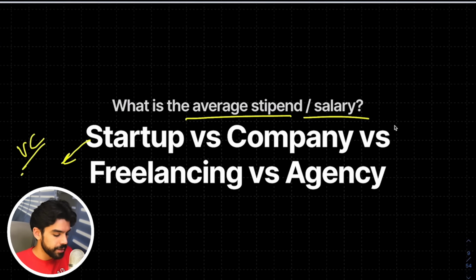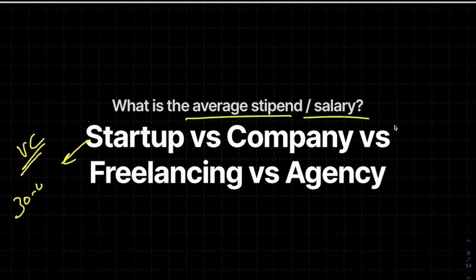Now let's talk about the average stipend and salary in startups. If you are working in a VC-backed startup, the stipends are usually anywhere between 30 to 45,000 rupees per month. This is assuming that you have finished my syllabus. The syllabus I will give you later on, but if you finish that syllabus end to end, only then I can expect you to become good enough to make 30 to 45,000 rupees per month. This is stipend, right? So stipend goes around that, and when you join full-time, the salary is around 1 lakh rupees.